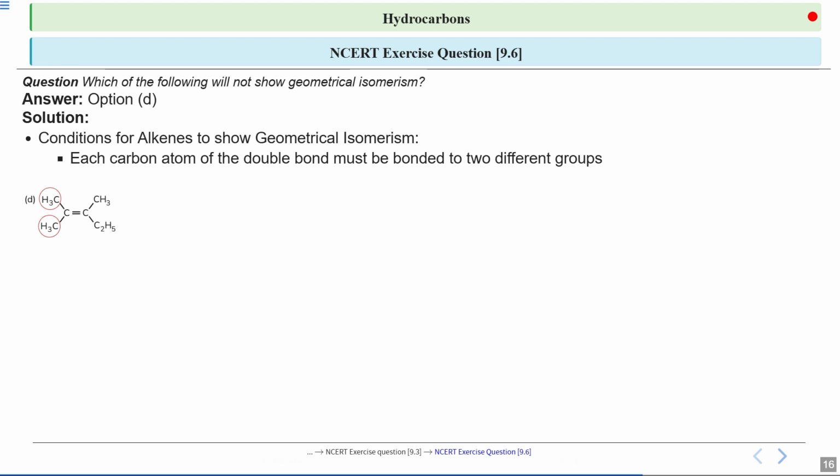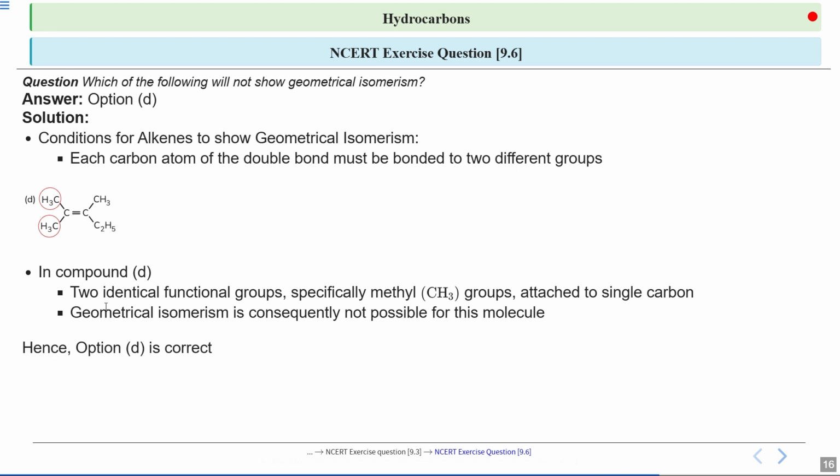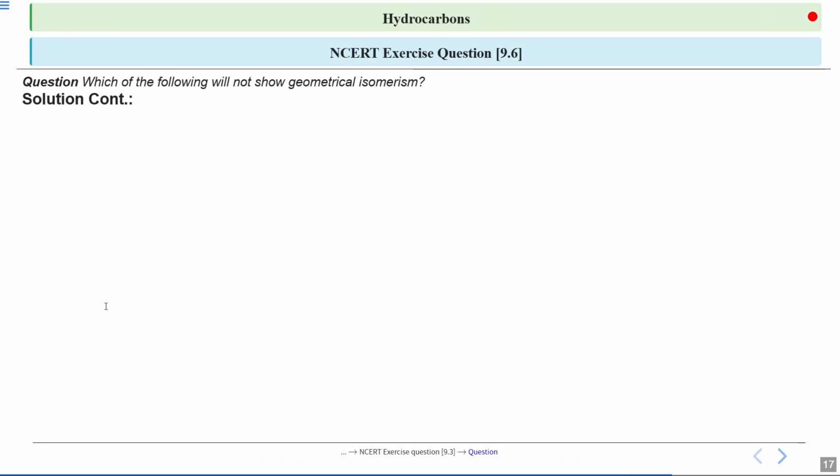Now, if that is the criteria, then option D has 2 methyl groups bonded to the same carbon of the double bond. So what we can say about compound D is that 2 identical methyl groups are attached to a single carbon. Therefore, geometrical isomerism is not possible for this molecule, because you can exchange their positions and that would result in the same molecule. Therefore, option D is your correct answer. Got it?